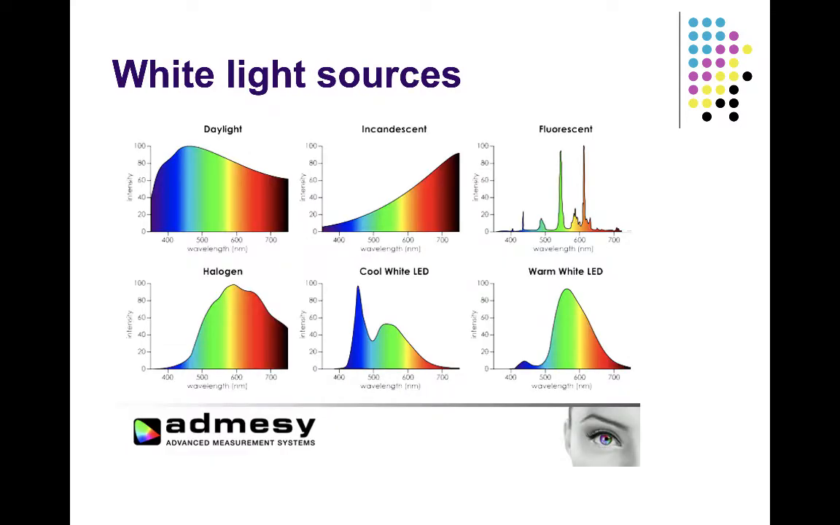Here's an example of white light sources. Note that none of these white light sources are balanced in intensity across the entire visible spectrum. Again, there's no such thing as true white. Rather, white is interpreted by the brain. We'll talk more about white light sources when we discuss color temperature.